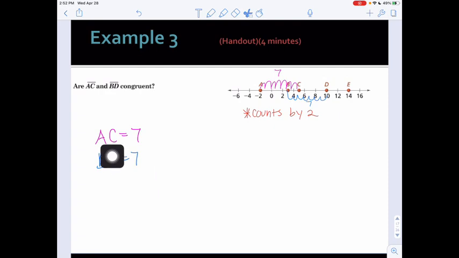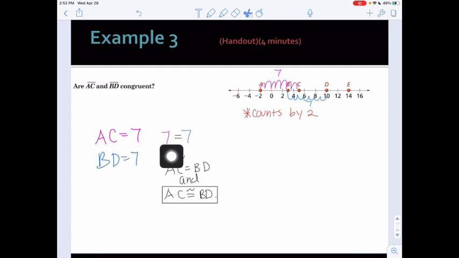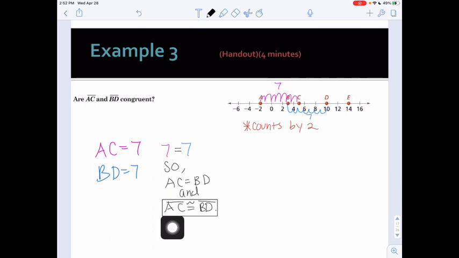Thus, we have the length of segment AC is 7, the length of segment BD is 7, and 7 equals 7. So the length of segment AC equals the length of segment BD, which implies that segment AC is congruent to segment BD. You could also use the formula to figure out the length of each segment, but you are also welcome to just use the bubbles on the number line.